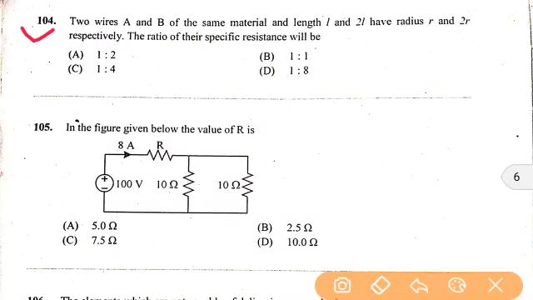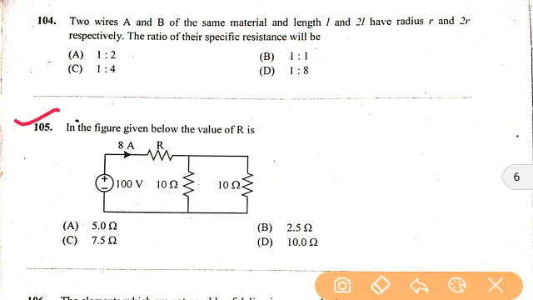Next question, two wires A and B of the same material and length L and 2L have radius R and 2R respectively. The ratio of the specific resistance will be: we know that the specific resistance depends on the material. It does not depend on the size of the conductor. So the correct answer will be 1:1.